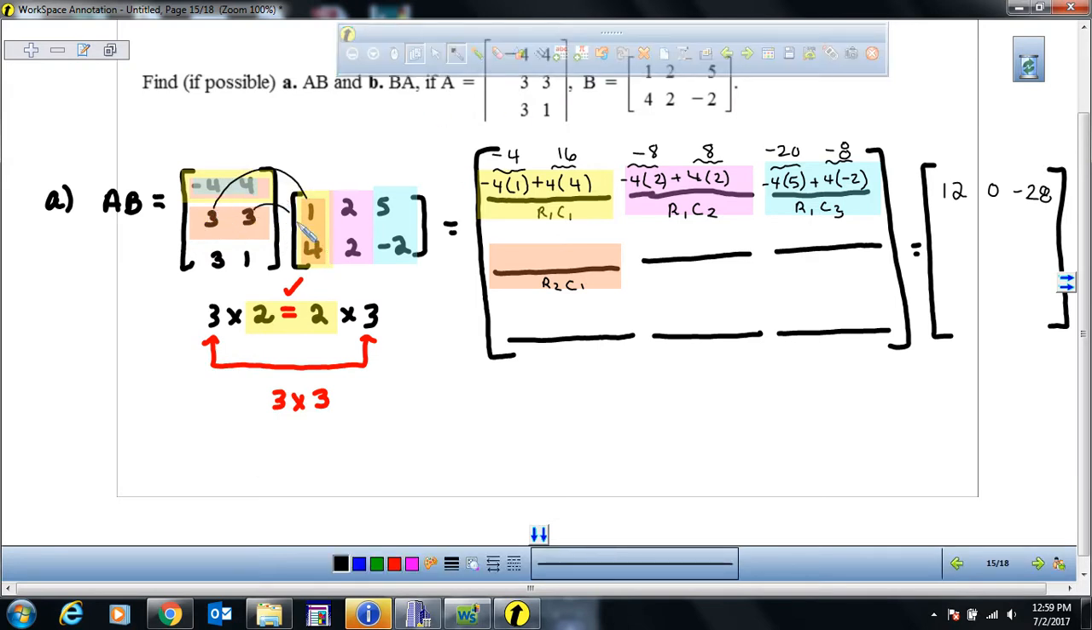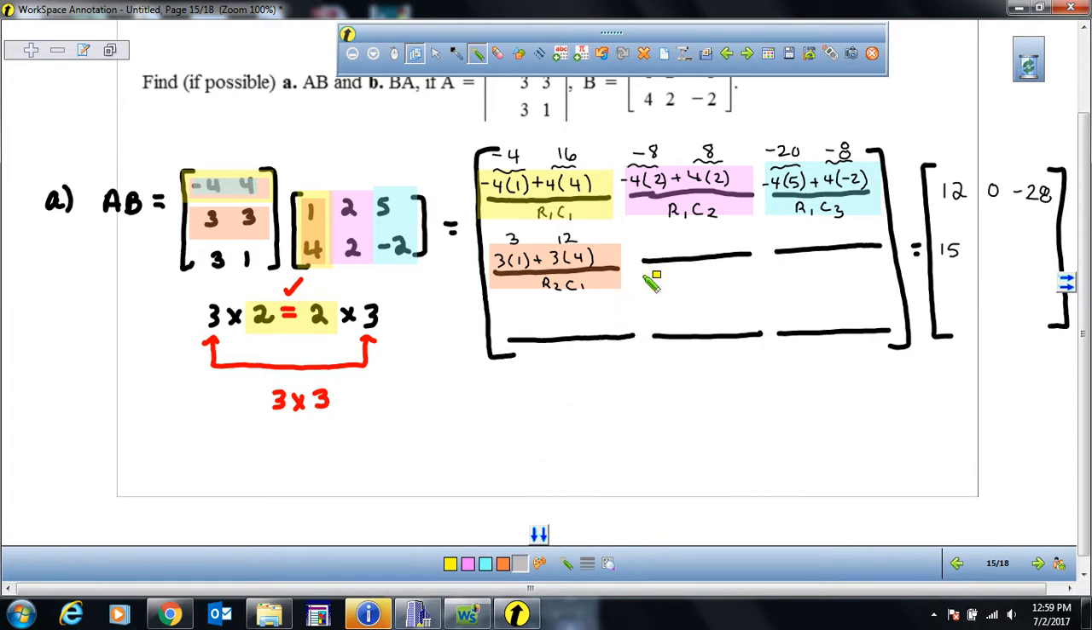So we're going to multiply the first times the first, the second times the second, which is going to be the 3 times the 1 plus the 3 times the 4. So it's going to give me a 3 and a 12. When I add them, that's going to be a 15.